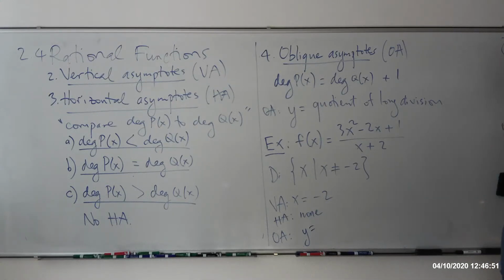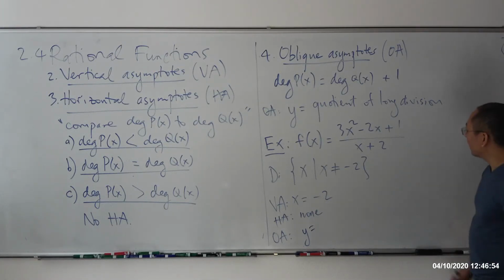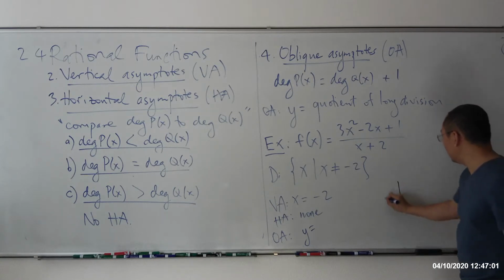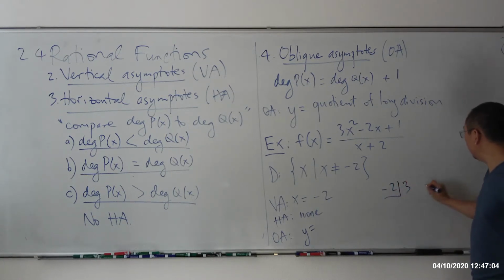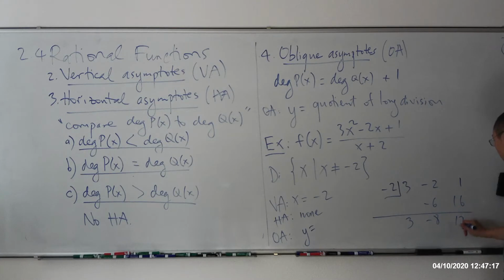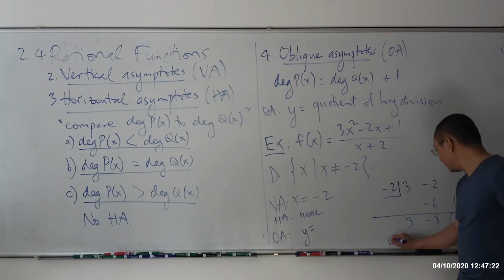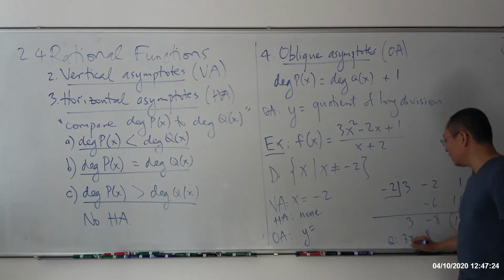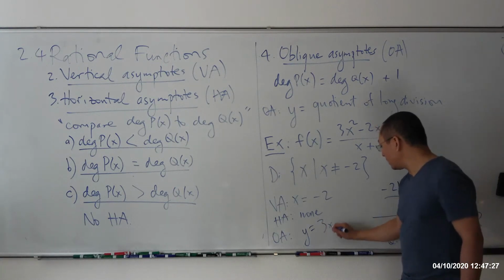Particular example, I'm going to do synthetic division because of this simplicity of the denominator, just a single x plus or minus a number. So let's do synthetic. Okay, -2 here, 3, -2, 1, and then bring the 3 down. 3 times -2 is -6, plus -2 is -8, -8 times -2 is 16, plus 1 is 17. And this is your remainder. The quotient is 3x minus 8. So the oblique asymptote is 3x minus 8.